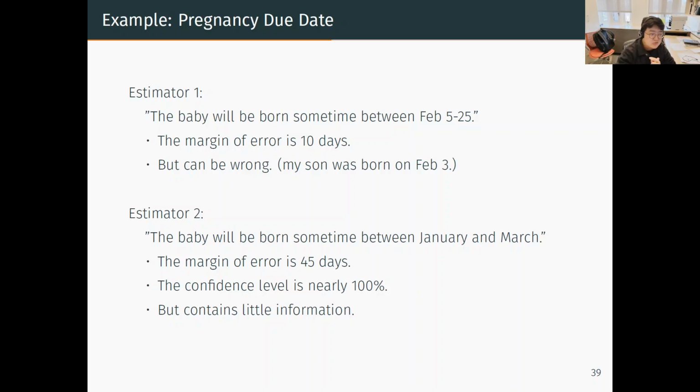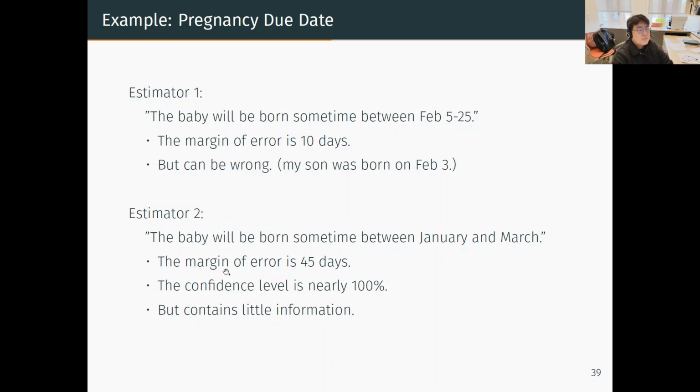You are restricting to a short period of time. On the other hand, the second estimator, you allow a 3 month long interval. It's nearly 100% correct, right? However, it means nothing. It does not contain any information. You don't need to do any study to guess this, right?